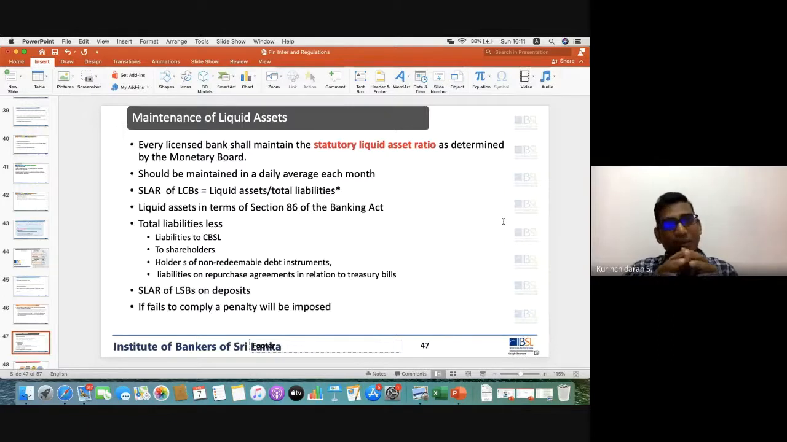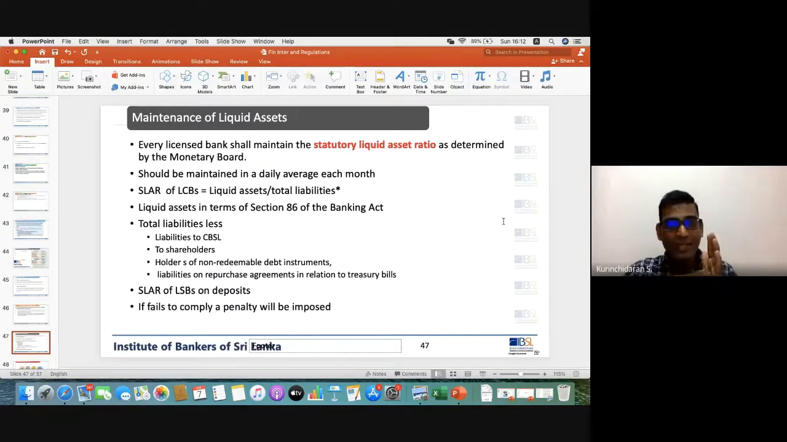Now, what are the items you can take into liquid assets? What are the items you can take into total liabilities? It's given. Otherwise, what will happen? Different banks would take different assets as liquid assets, and different banks would take different liabilities as total liabilities and calculate. It's problematic. So it's defined: what are the liabilities you can take, what are the assets you can take. The liquid assets are in terms of Section 86 of the Banking Act. So Section 86 says what assets you can take.